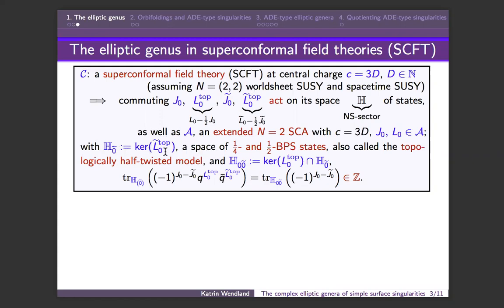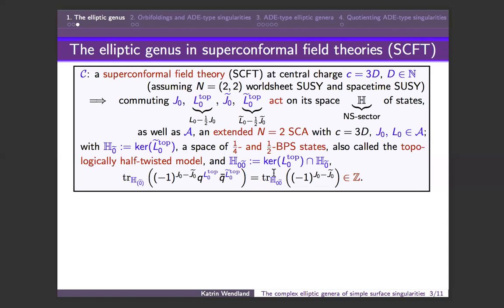So that's still a fairly complicated space, but it contains all the information we need in order to deal with the complex elliptic genera. Now, you could also push it a little further by not just taking a topological half twist, but by fully twisting. That means that instead of just taking the kernel of the right moving L0 top, you should also take the kernel of the left moving L0 top. That's an even simpler space, and with all the assumptions that I listed for you, this always becomes a finite dimensional space. So clearly that's easier to handle.